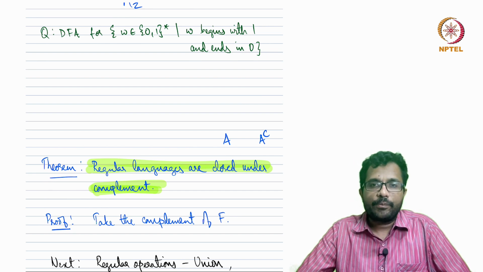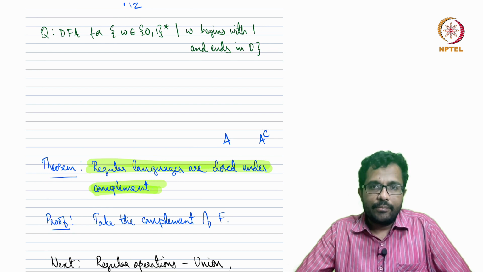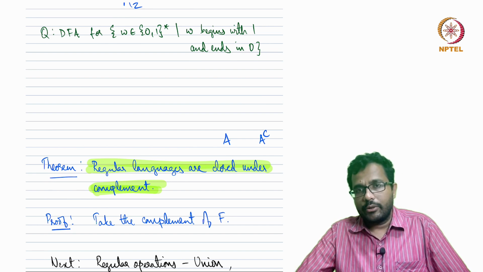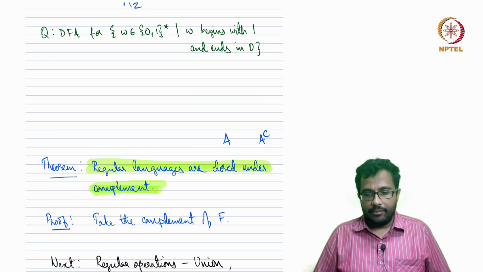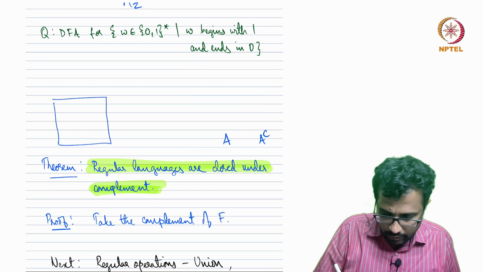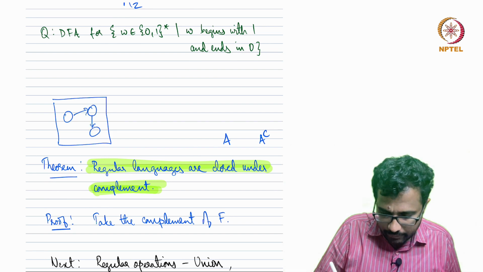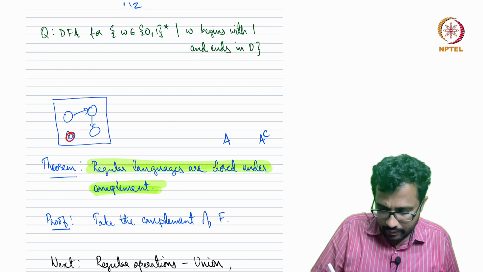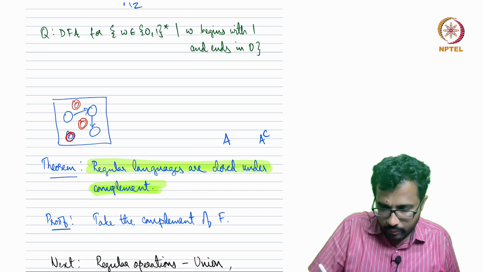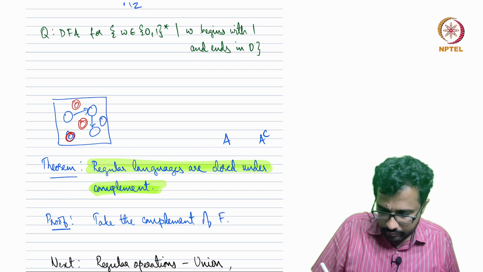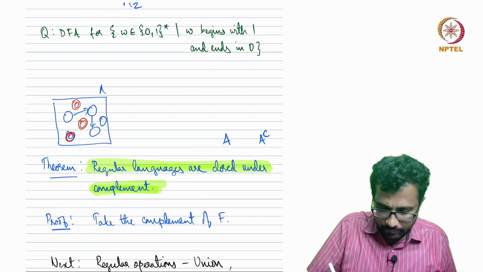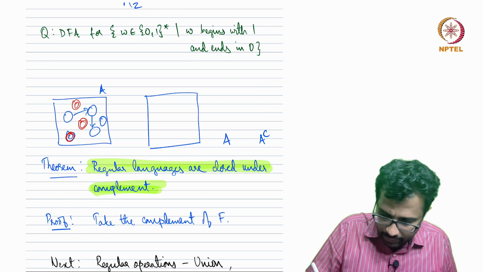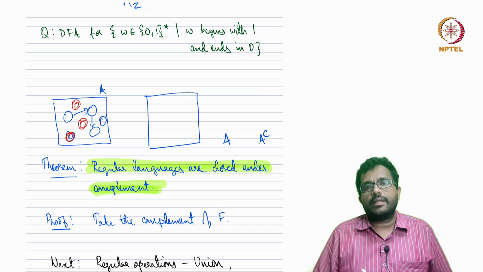So what I want to say is that if A is regular, then A complement is also regular. Why is this true? Suppose A is regular, then there is a finite automaton for A, right? So maybe some states, some transitions. Let's say the red ones are accepting and the blue ones are not accepting. Now this is the machine that accepts A. Now to get A complement, you could have exactly the same thing, but with the blue ones accepting and the red ones not accepting.